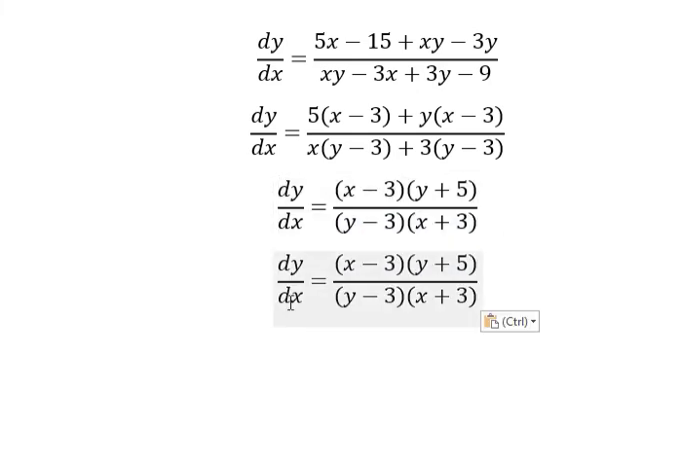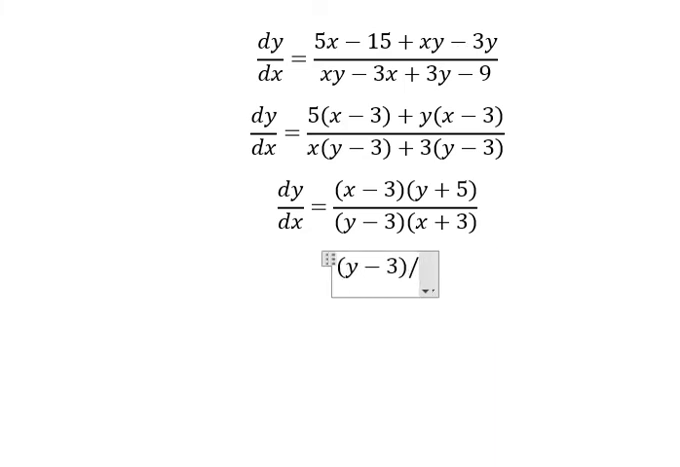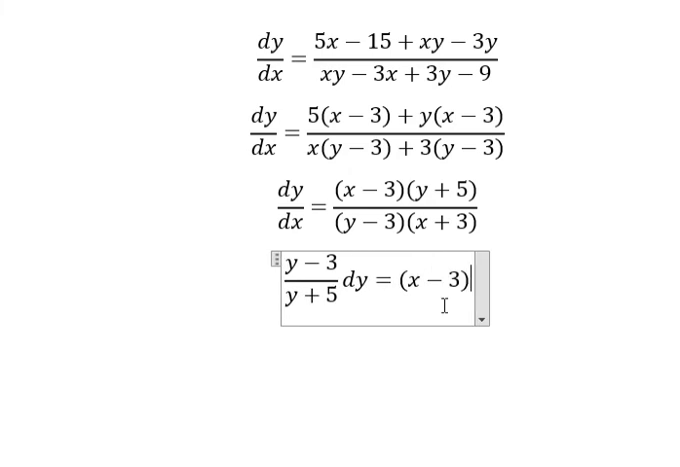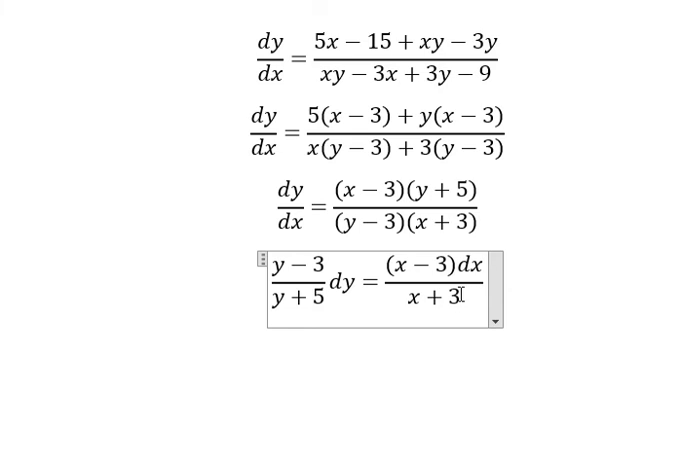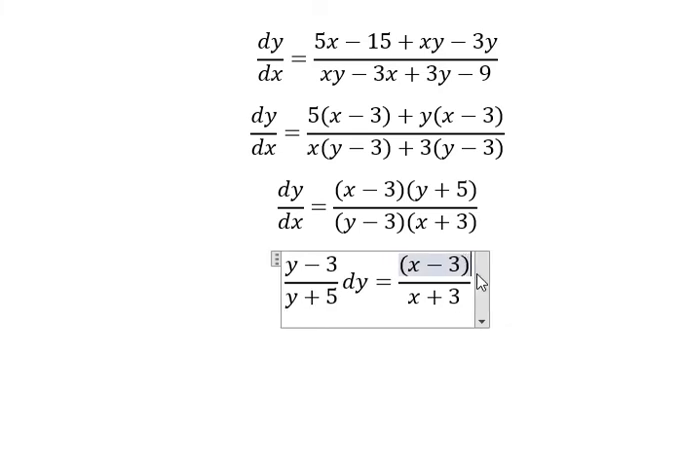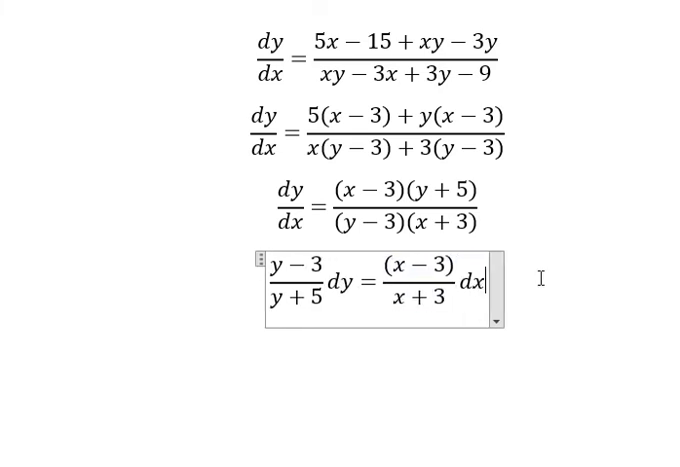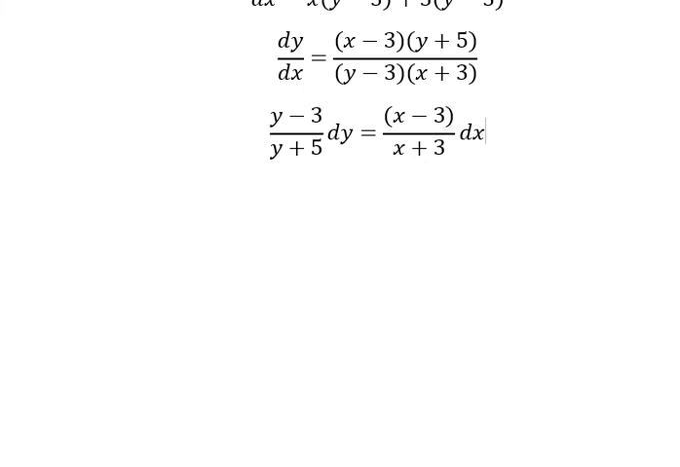So, the s we put on the right, y plus 5 and y minus 3 will go to the left. So, we will have y minus 3 over y plus 5 dy equals s minus 3 ds over s plus 3. Next, we put the integration on both sides.